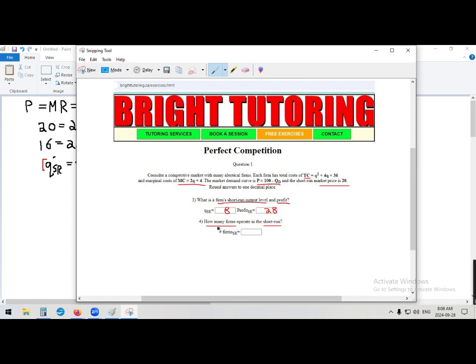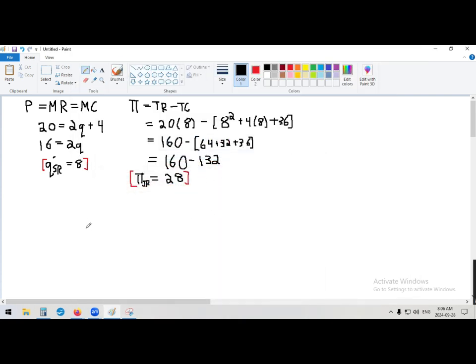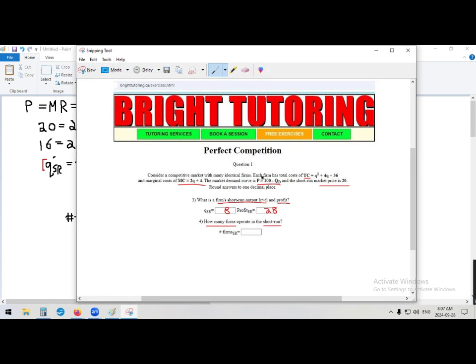And the next part here, we have to figure out how many firms are operating and are selling 8 each. So to do that, we have to use our aggregation equation. We'll say, okay, the number of firms is going to be the market quantity, the big Q, in the short run, divided by the little quantity for each firm. So we know how much each firm is making, which is 8. We just have to figure out the market quantity here. And to do that, we can just go back to the demand curve here.